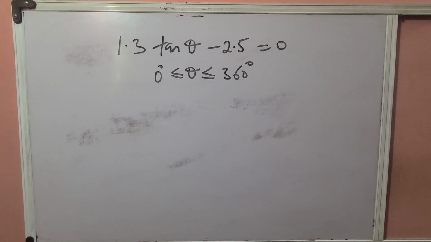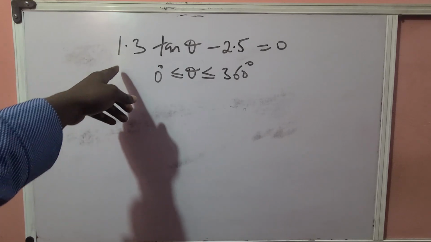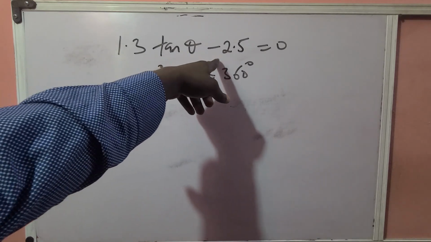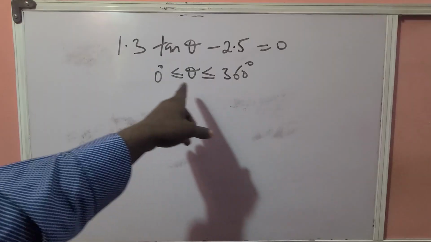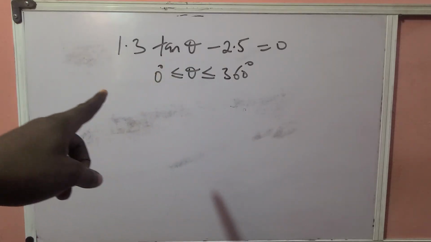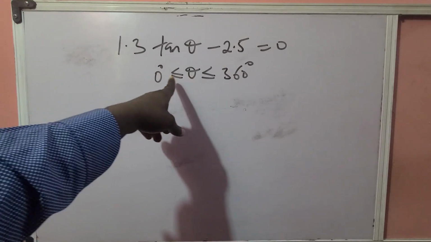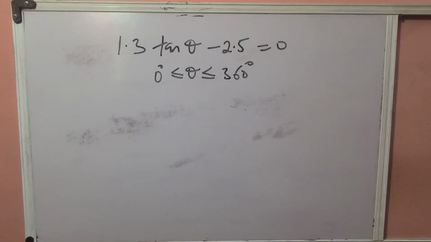Now look at this particular question. This is a very simple example, and we'll start from here, then we'll move on to the much more complex versions of trigonometry equations. Now you see in this particular one, we have 1.3 tan theta minus 2.5 equals to 0. And we're told that we're supposed to solve for values of theta between 0 degree and 360 degree. So how do we go about solving this?